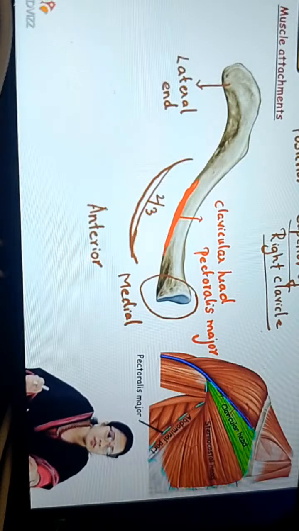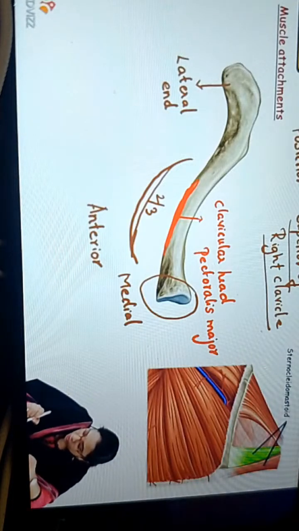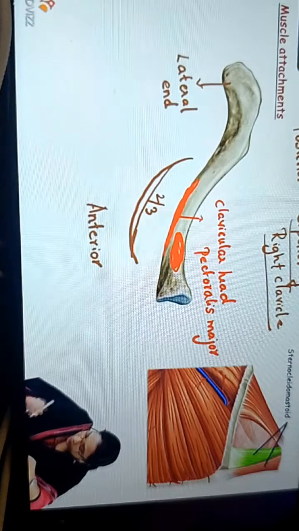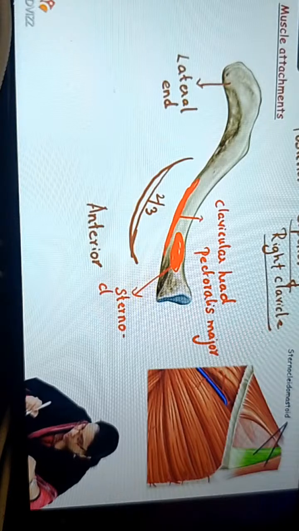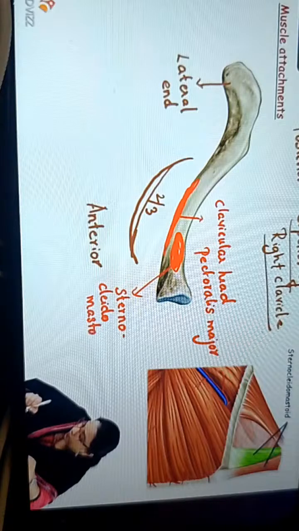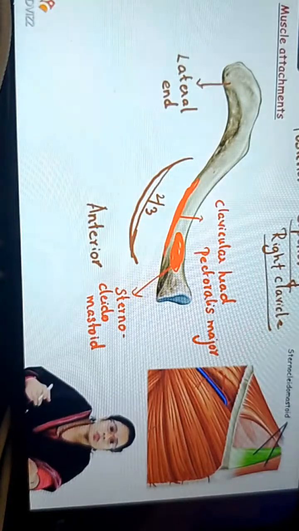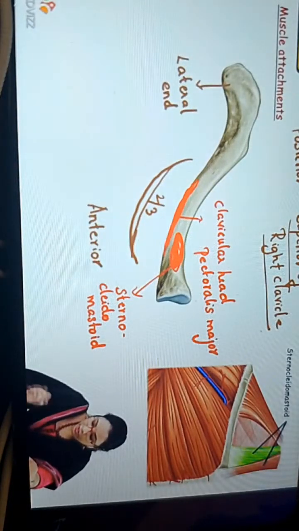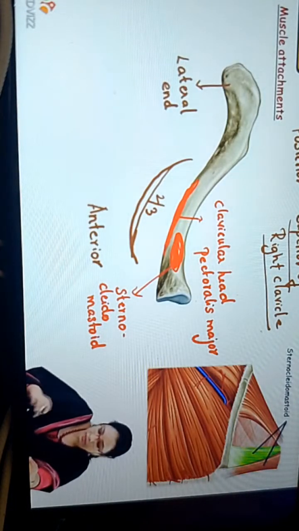The superior surface gives origin medially to the sternocleidomastoid. Sterno, because it is getting origin from the sternum also. Cleido means from the clavicle, and it inserts into the mastoid process. So the medial two-thirds anteriorly gives origin to the clavicular head of pectoralis major, and superiorly the sternocleidomastoid muscle.